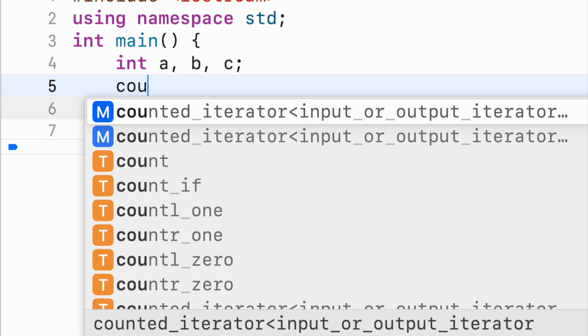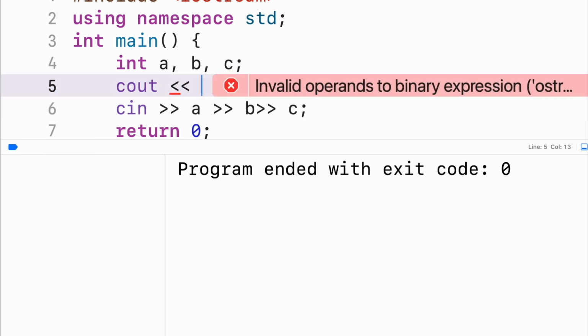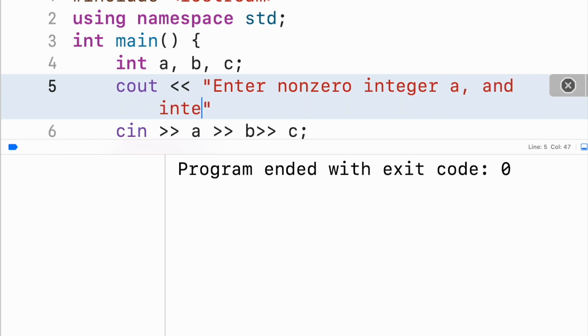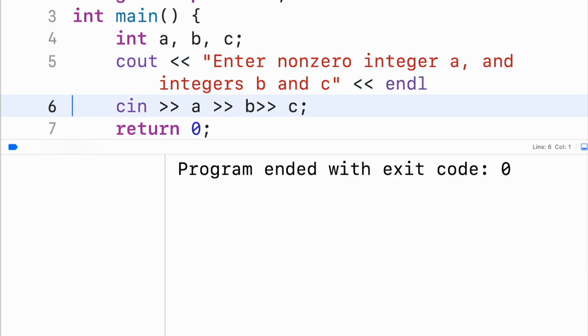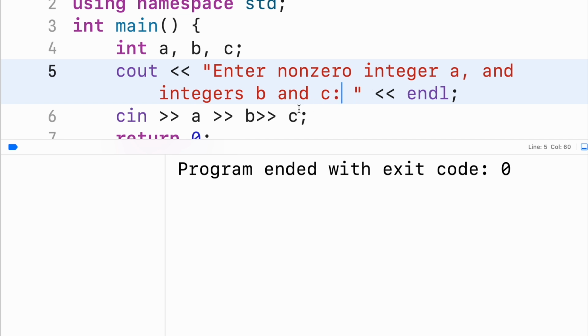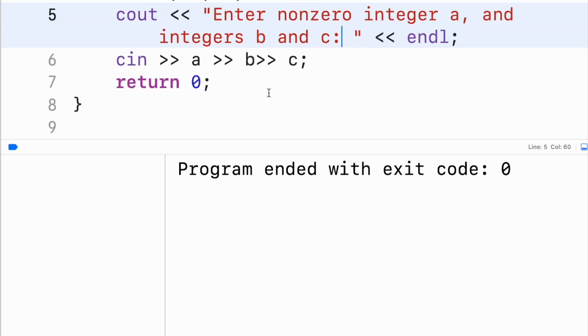So before that, we should ask the person. So we write, okay, enter non-zero integer a and two integers b and c. Yeah, because we want to have polynomials of degree 2. So I write endl to go to the next line. I also write one colon here to have everything printed nicely.